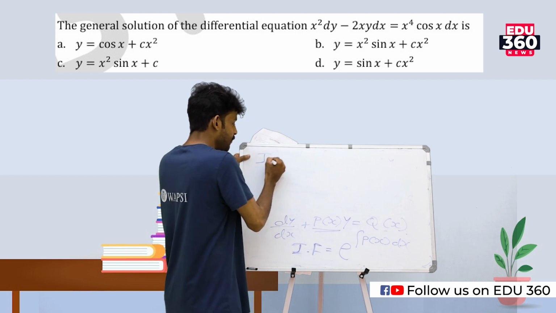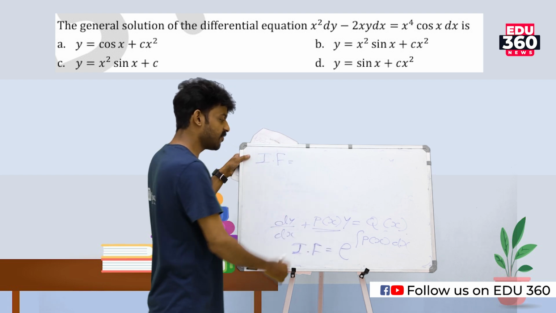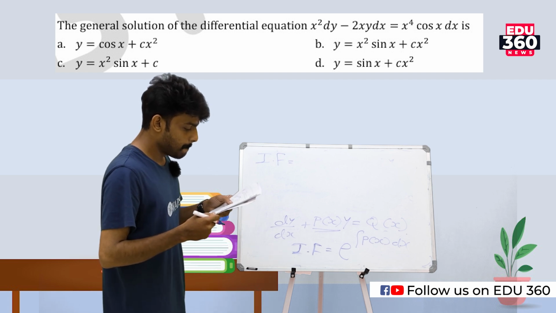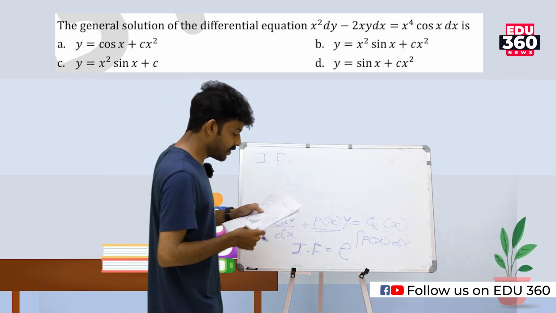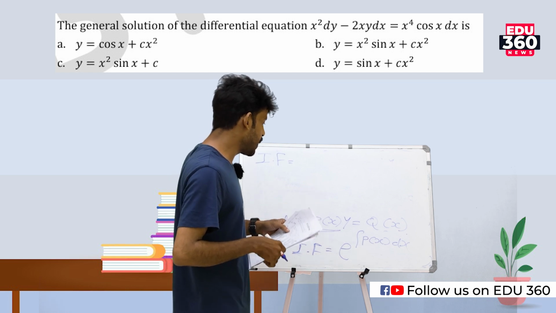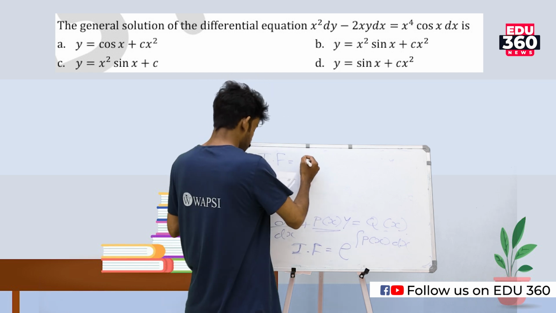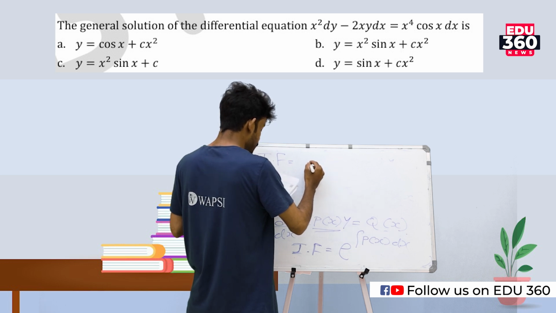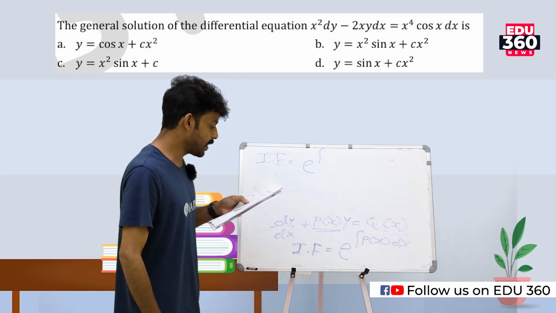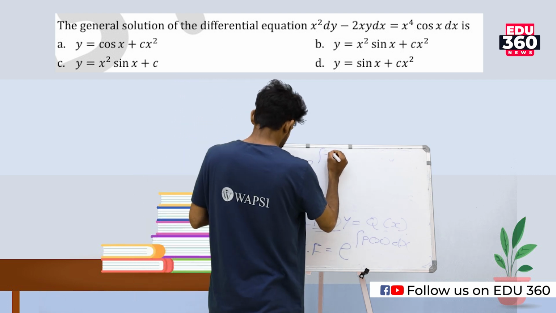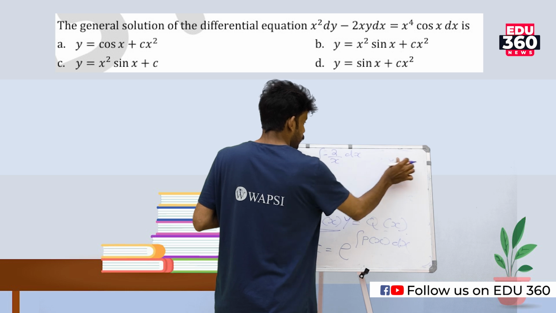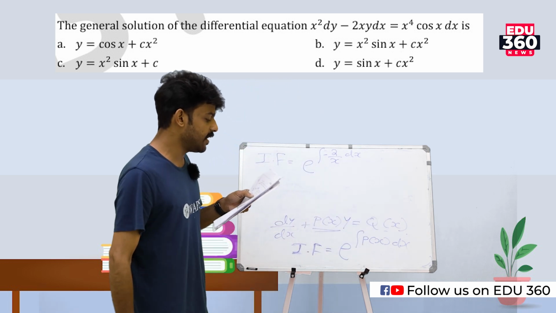So integrating factor IF is equal to e raised to the integral of P of x dx. Just substitute the value of P of x. What is the value of P of x? P of x is equal to minus 2 by x, isn't it? In the previous step also, we already noted that P of x is equal to minus 2 by x. So integrating factor is e raised to the integral of minus 2 by x dx.